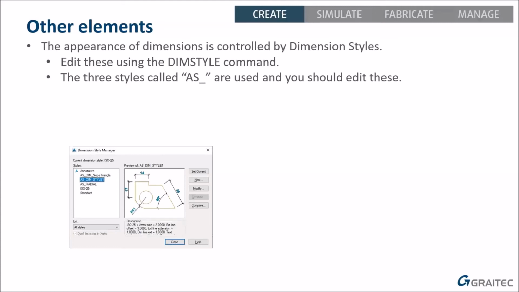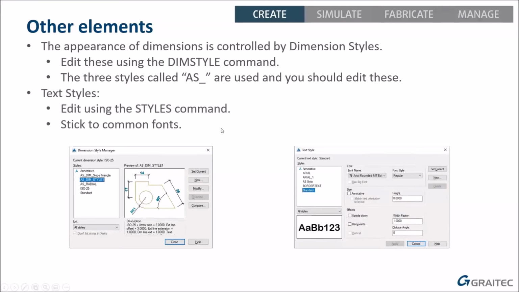Enter the dim style command, and you'll find among the list there's 3 with AS as the prefix. So those are the 3 that are used. You can't rename them, you can't copy your own ones in called Joe Bloggs Style 1 or anything. It must be these 3. So edit, the main one is AS dim style 1. If you modify that, you can change it to what you want.